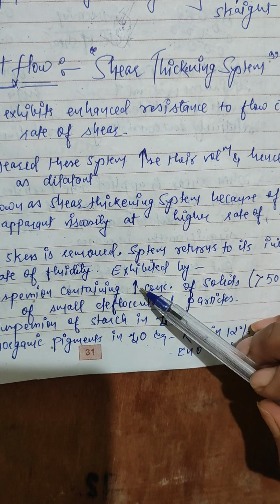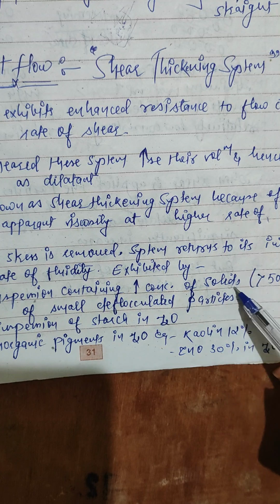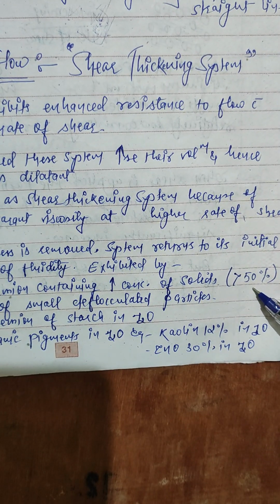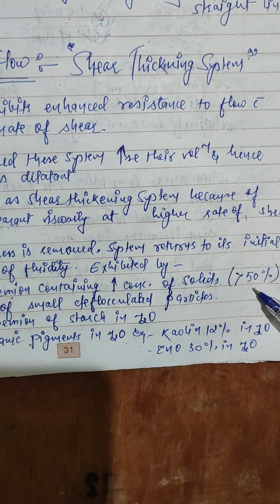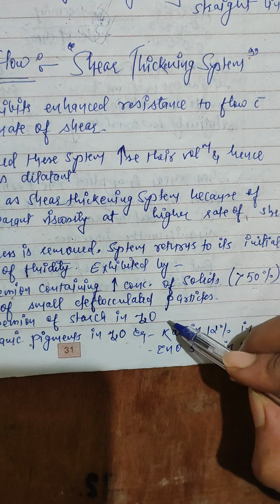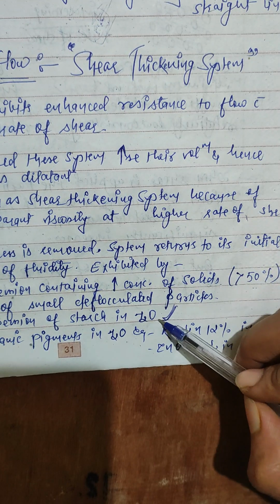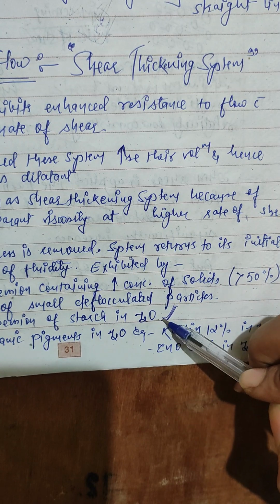Now the fluids which show dilatant flow are suspensions containing increased concentrations of solid, more than 50%. If there is a suspension in which the solid content is more than 50%, then it will show dilatant flow, right? And a suspension of starch in water is the very big example of dilatant flow one can imagine. So there is starch in water, right?